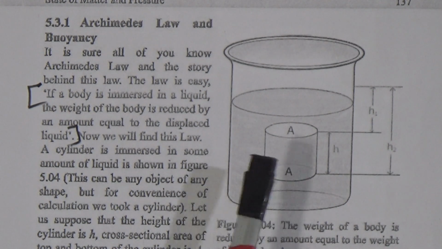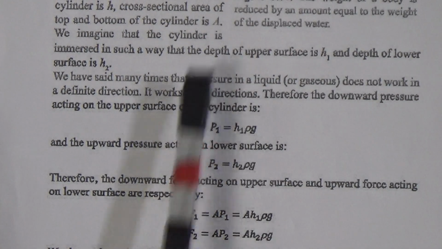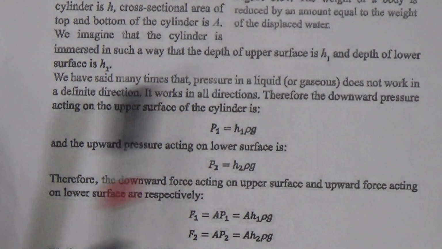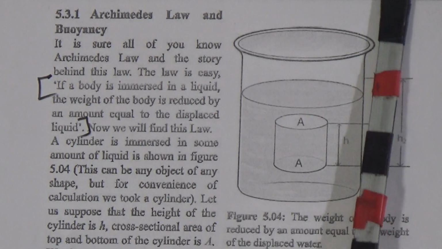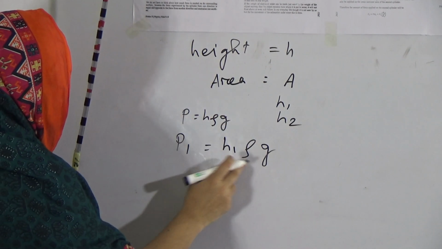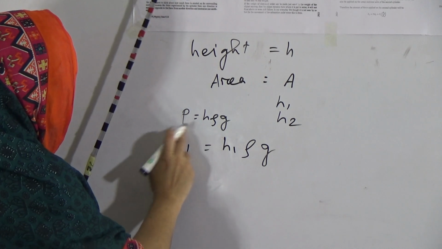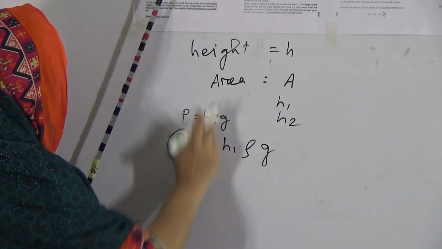We have said many times that pressure in a liquid or gas does not work in a definite direction. It works in all directions, and therefore the downward pressure acting on the upper surface of the cylinder will be P1 equals h1 rho g. From the formula P equals h rho g, we can write P1 equals h1 rho g. This is the downward pressure acting on the upper surface of the cylinder.